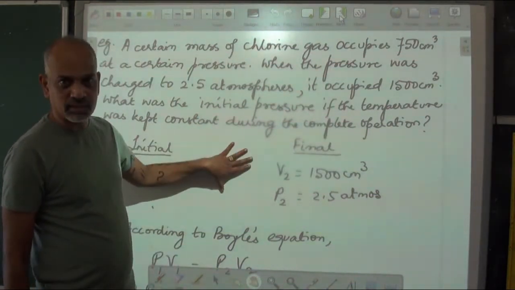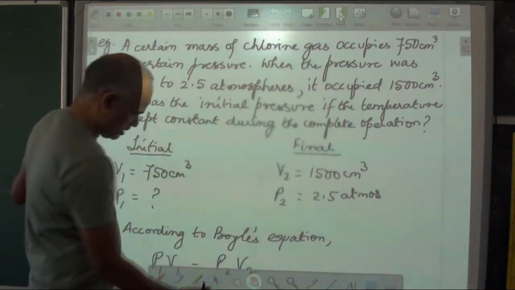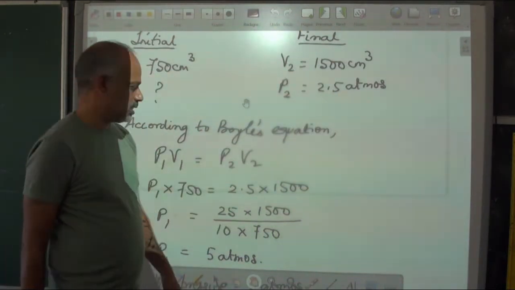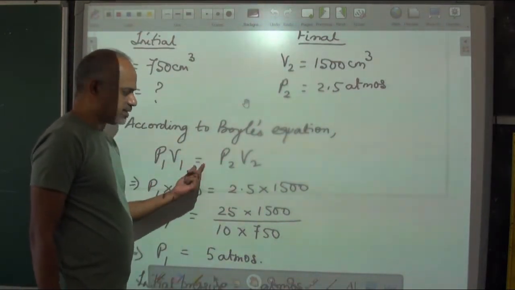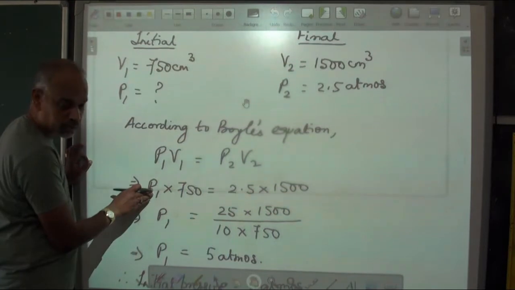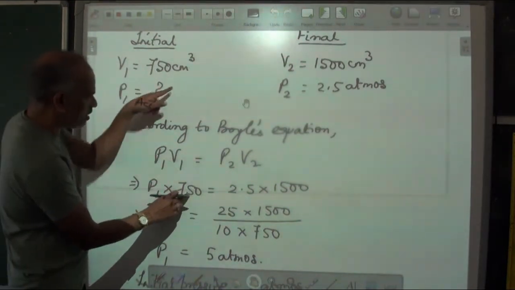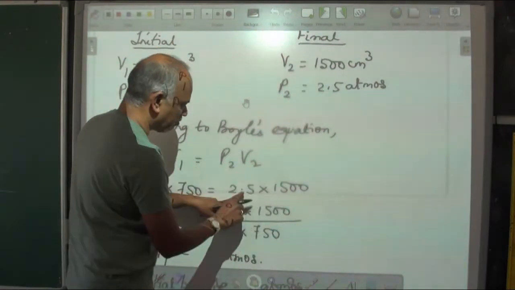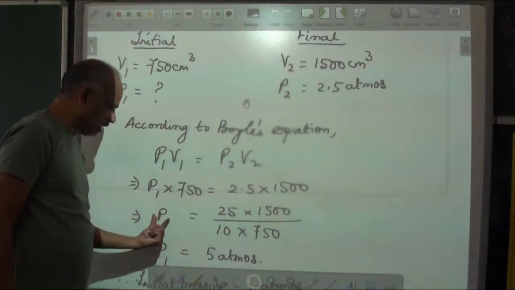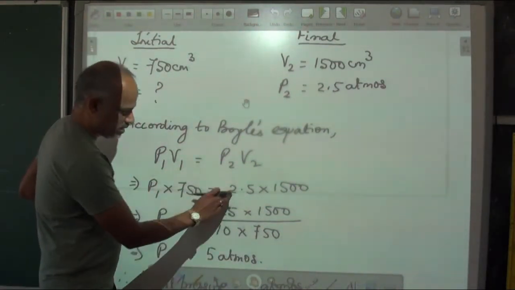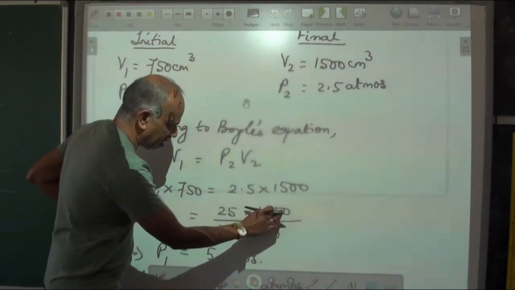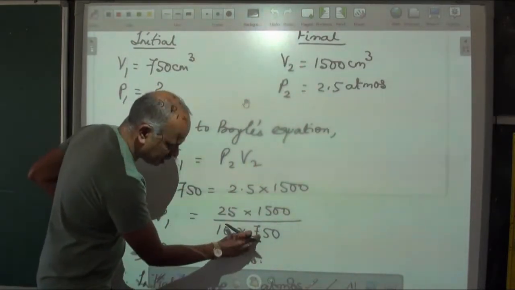So if temperature is constant, you will have to use Boyle's equation. According to Boyle's equation, P1 V1 is equal to P2 V2. Substitute the values. P1 you don't know, into V1 is 750, is equal to P2 is 2.5, into V2 is 1500. Keep the P1 on the left hand side, shift the 750 to that side. I have changed this 2.5 as 25 by 10 into 1500, and the 750 goes down, so into 750 here.